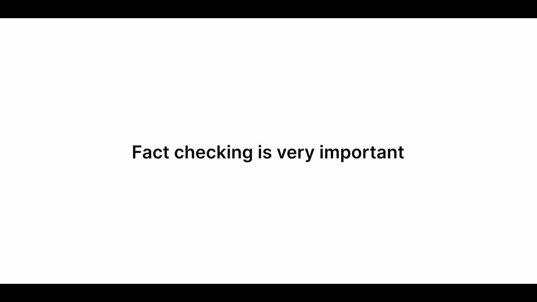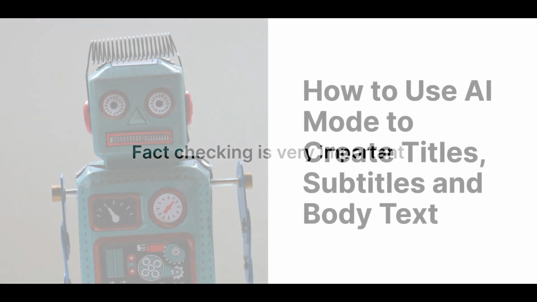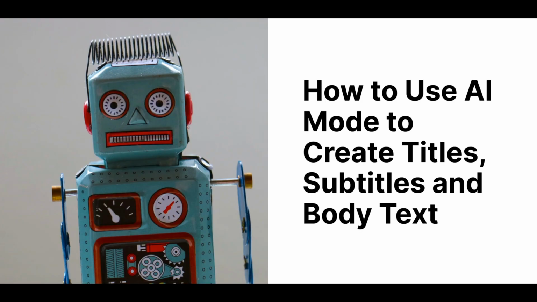So remember, anything AI generated is created by a machine. This machine sources the content from the internet, and as you know, not everything online is true or factual. So, how to use AI mode to create titles, subtitles, and body text. So, I'll step off my high horse now and show you how to generate great titles and content using the AI tool here in typeset.com.